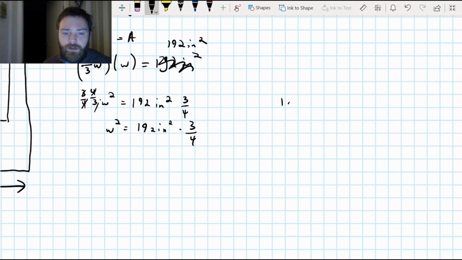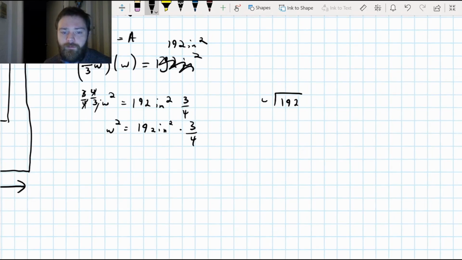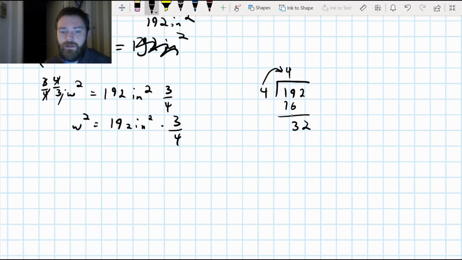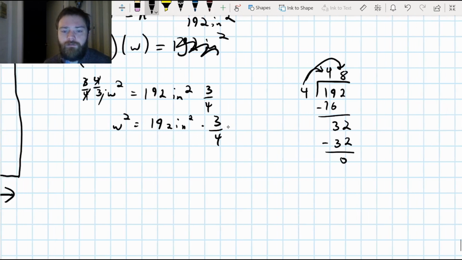And over here, we can just quickly do 192 divided by 4. So 4 up here gives me 16. 19 minus 16 is 3. And then 4 times what gives me 32? That's going to be 8. So 48 times 4 is 192. So 192 divided by this 4 is going to give me W squared is equal to 48 times 3. Okay?